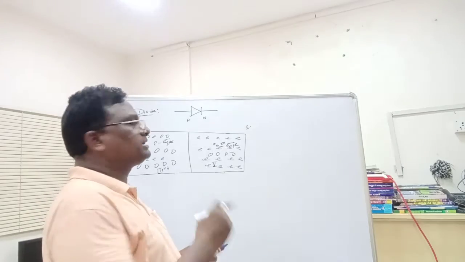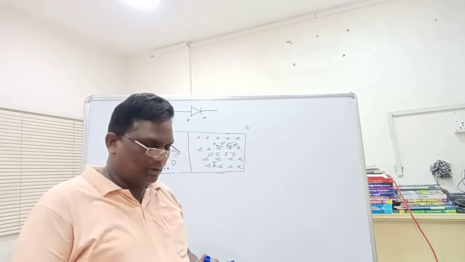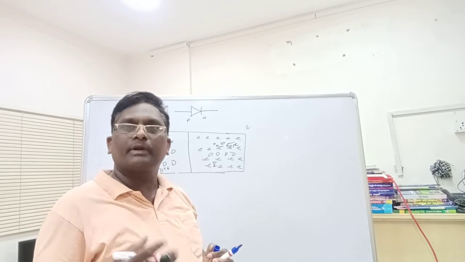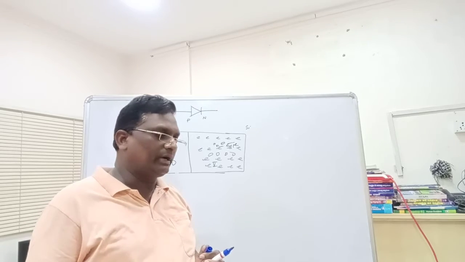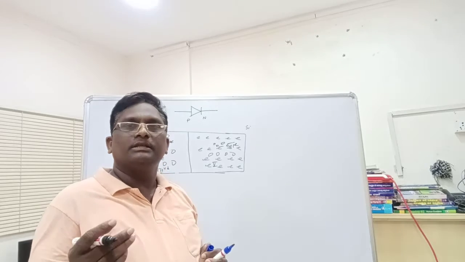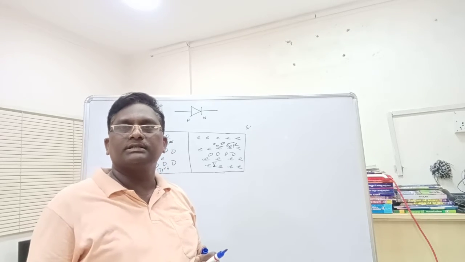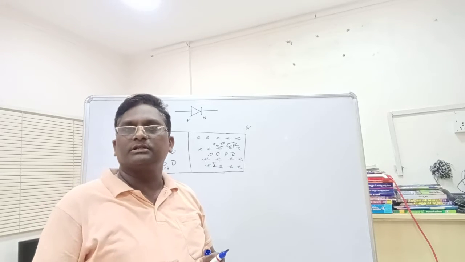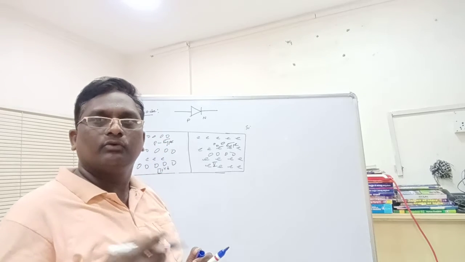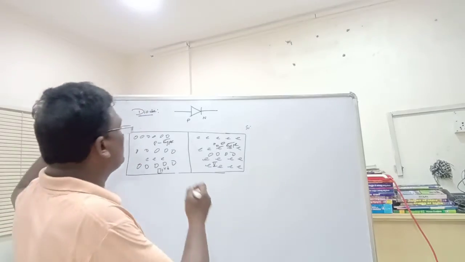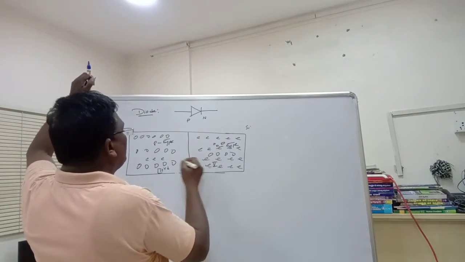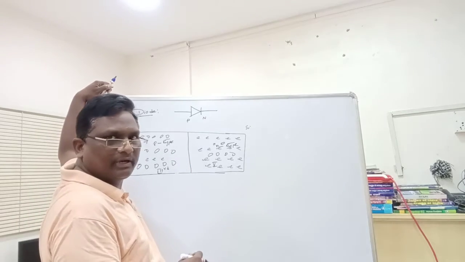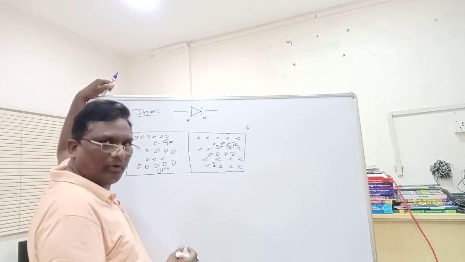Now what is the inner function? Due to electrostatic force, suppose two charges are separated by distance d, then the force of attraction or repulsion between the two charges is directly proportional to the product of their charges and inversely proportional to the square of the distance between them, according to Coulomb's inverse square law. Here also you have the electrons on this side and the holes on this side, without giving any potential difference, without connecting any power supply.